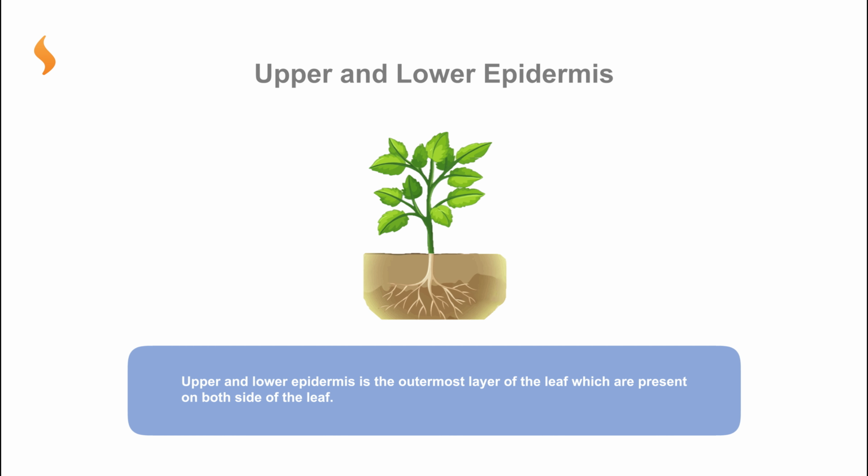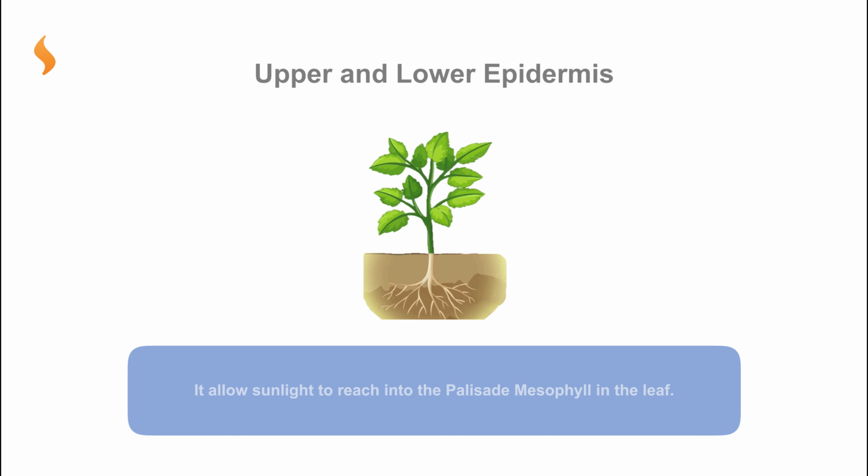Upper and lower epidermis is the outermost layer of the leaf, which is present on both sides of the leaf. It allows sunlight to reach into the palisade mesophyll in the leaf.